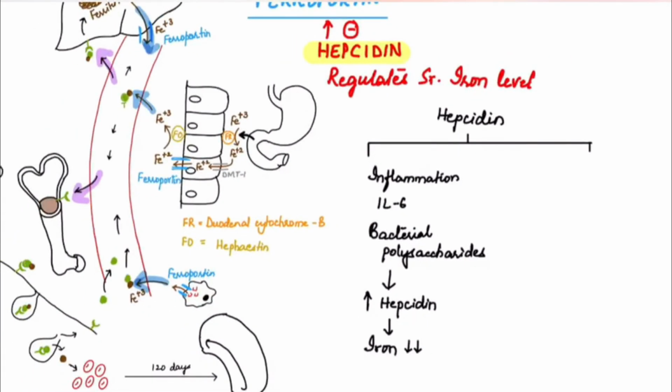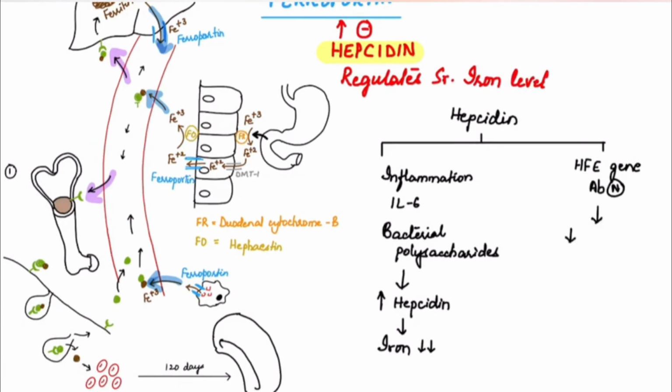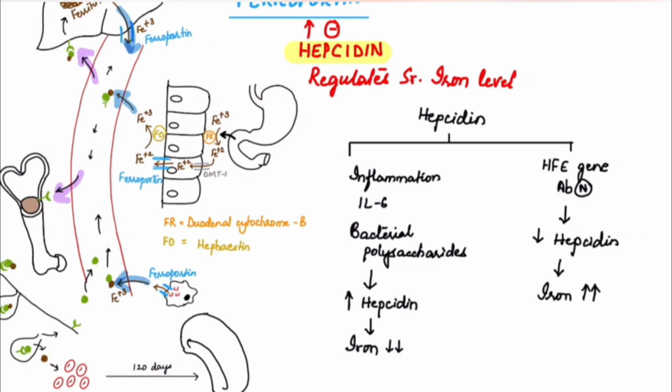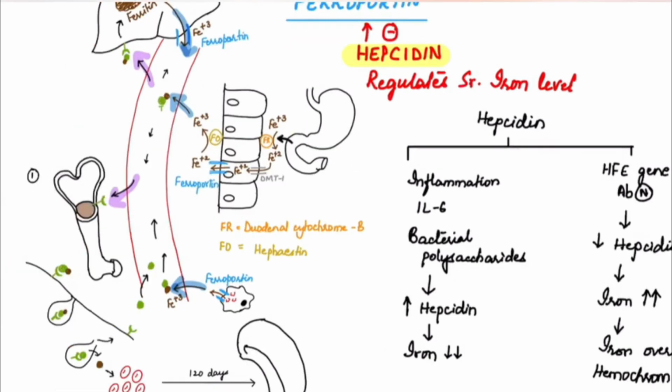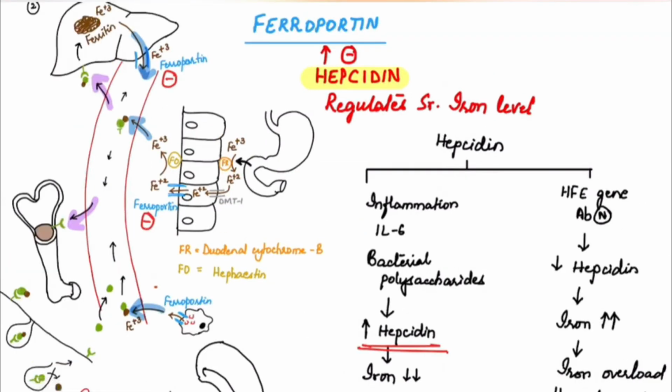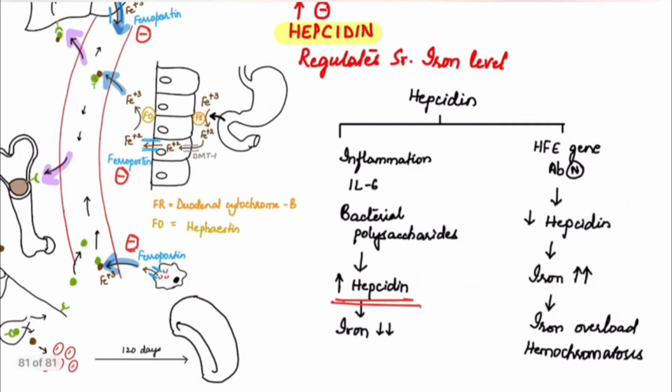On the other hand, abnormalities of the hepcidin gene or the HFE gene decrease the level of hepcidin and so decrease inhibition over ferroportin, and so iron is increased in the body, leading to iron overload and hemochromatosis. So increased hepcidin inhibits ferroportin and iron decreases in the body, leading to anemia, which is known as anemia of chronic diseases or anemia of inflammation.